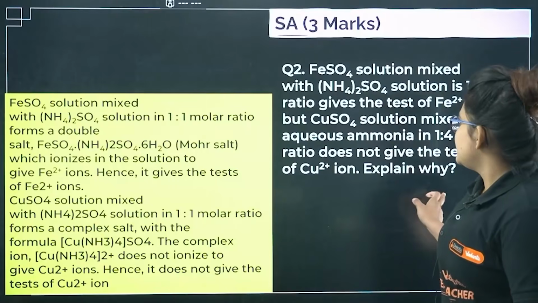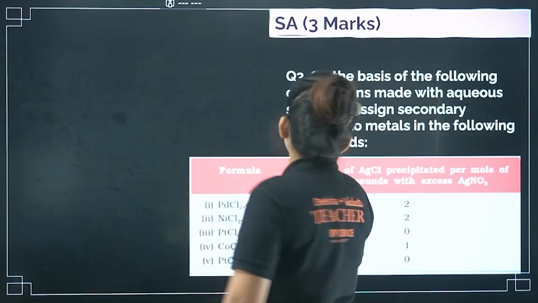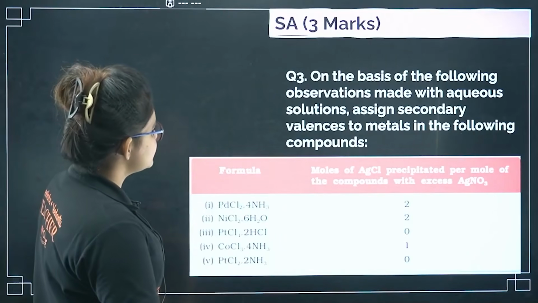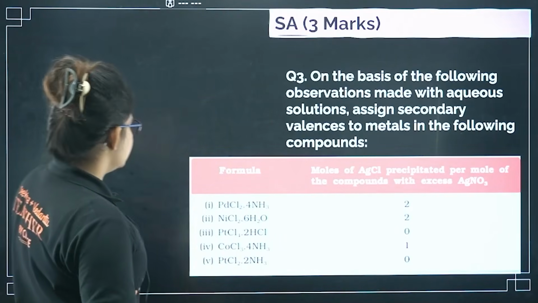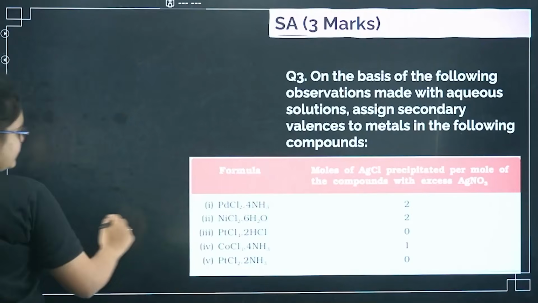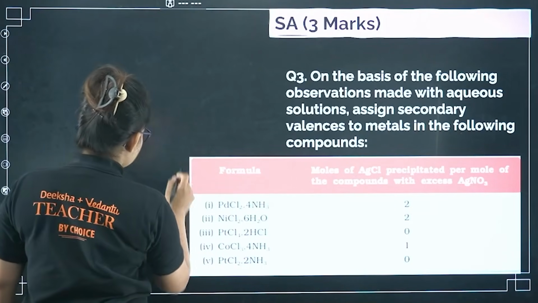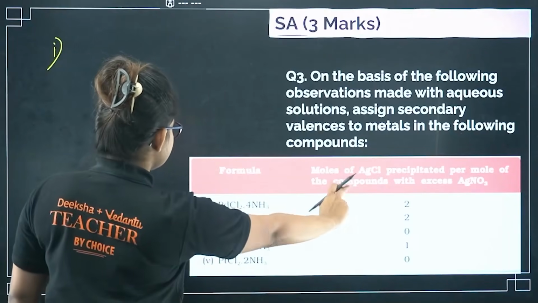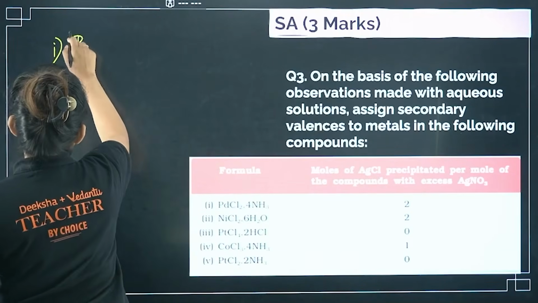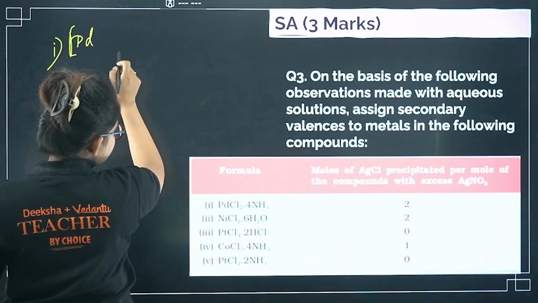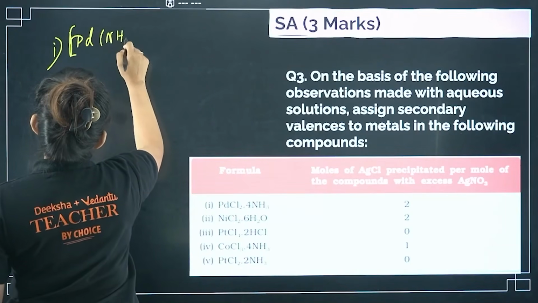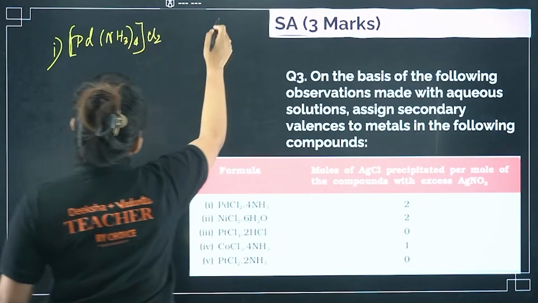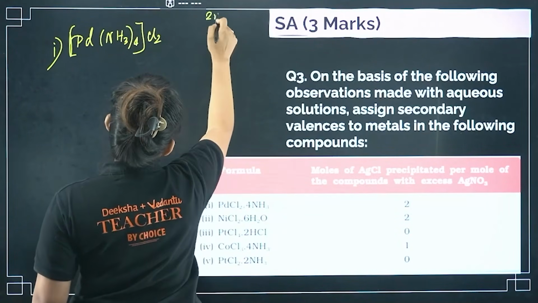Okay, let's proceed further. On the basis of the following observations made with aqueous solution, assign the secondary valencies to the metal. Okay, so one by one we will do. For the first case, number 1, here let me write number 1. Here I am getting 2 AgCl units as precipitate, meaning the compound should look like [Pd(NH3)4]Cl2, and here I will write the secondary valency.